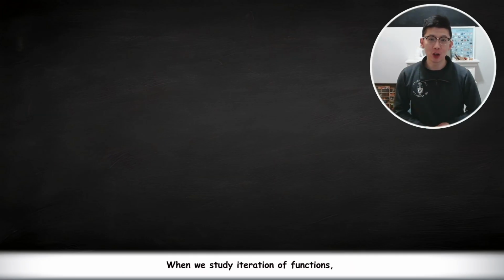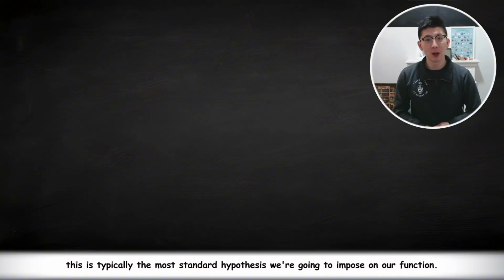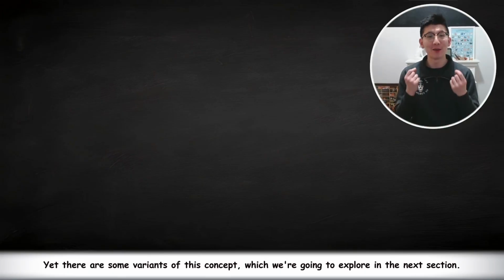Great, now you have seen what a contracting map is. When we study iteration of functions, this is typically the most standard hypothesis we're going to impose on our function. Yet there are some variants of this concept, which we're going to explore in the next section.